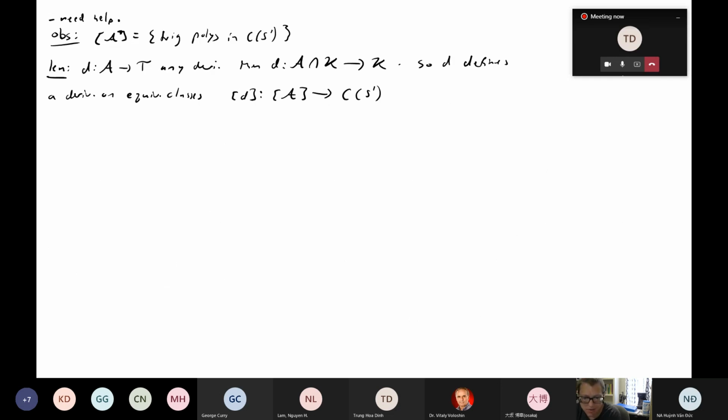That means for any derivation D with this domain, the class of D has to be of the form 1 over i, f of x, d dx, for f continuous. And in fact, I'm going to write it as a theorem so that I can do some labeling for the later thing that I want to write down.